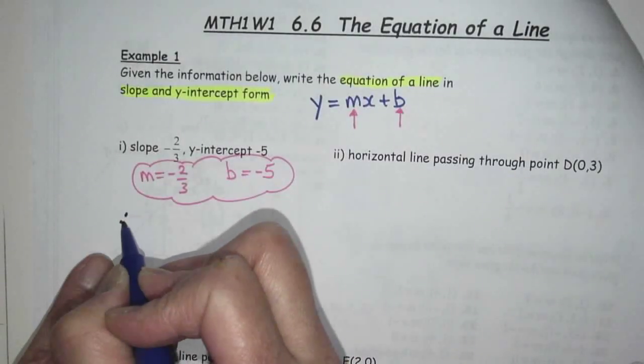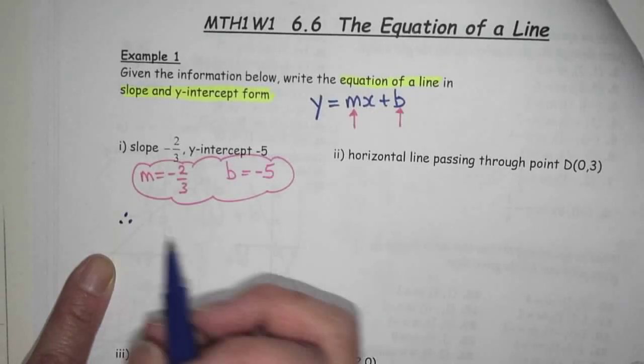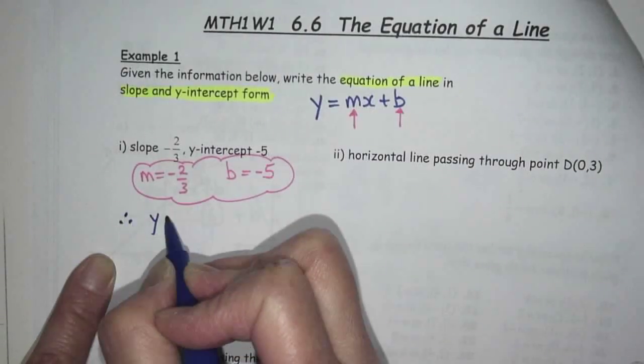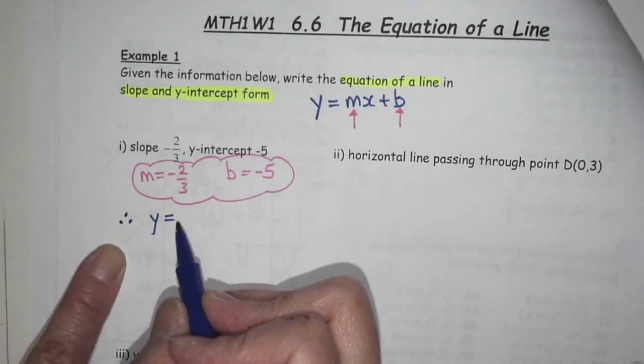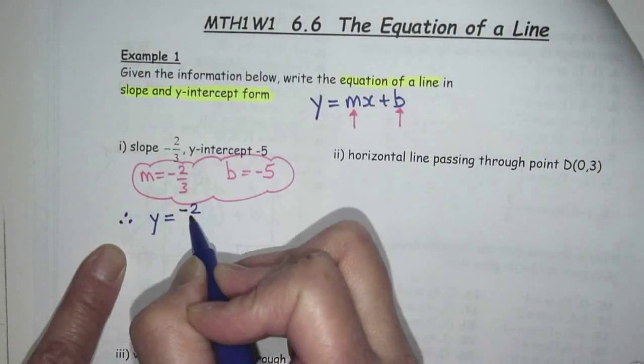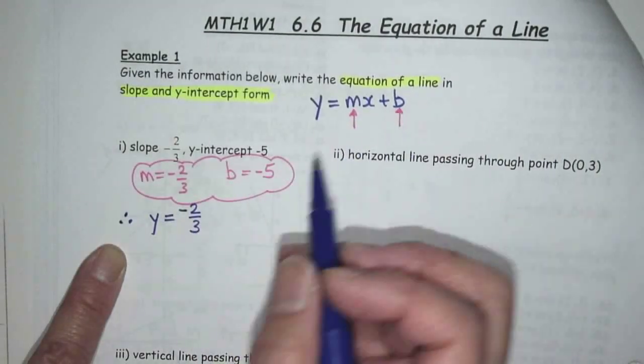You're just going to do your concluding. You don't have to put the therefore. I do it sometimes just because it feels like the right conclusion, but you don't have to. Three little dots means therefore, right? I think we've mentioned that before in another video. So it'll be negative 2/3, so you're putting in the m, and you're putting in the b.